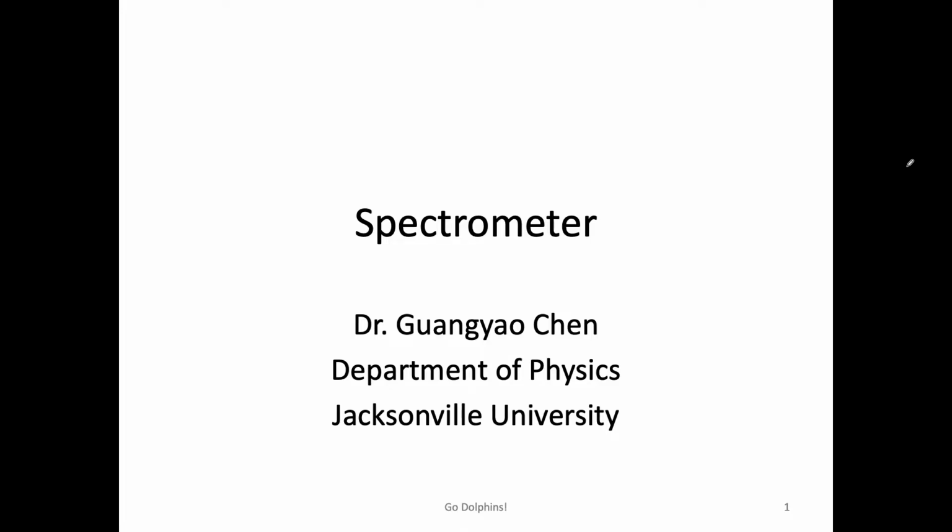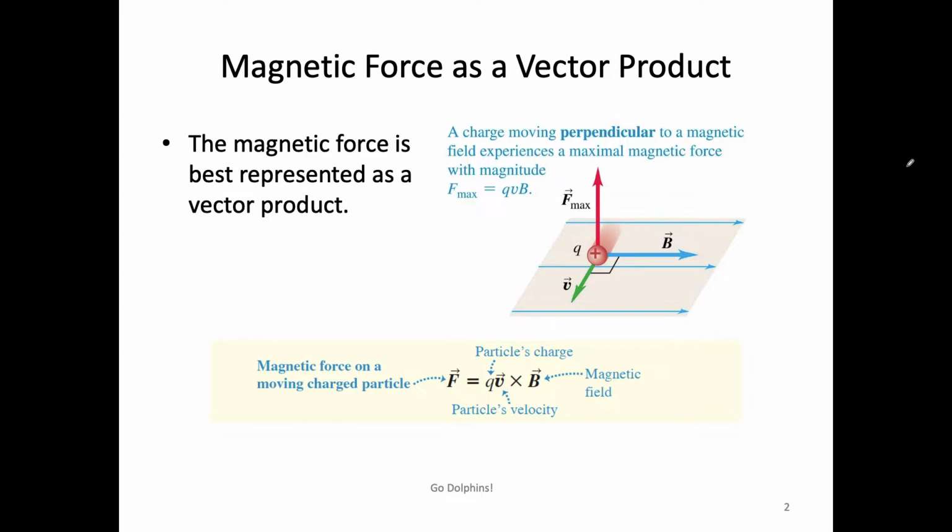We're going to review a special example which is called a spectrometer. We use magnetic field and the electric field together to identify the particles, which is an application in chemistry. So first, let's review the magnetic force.